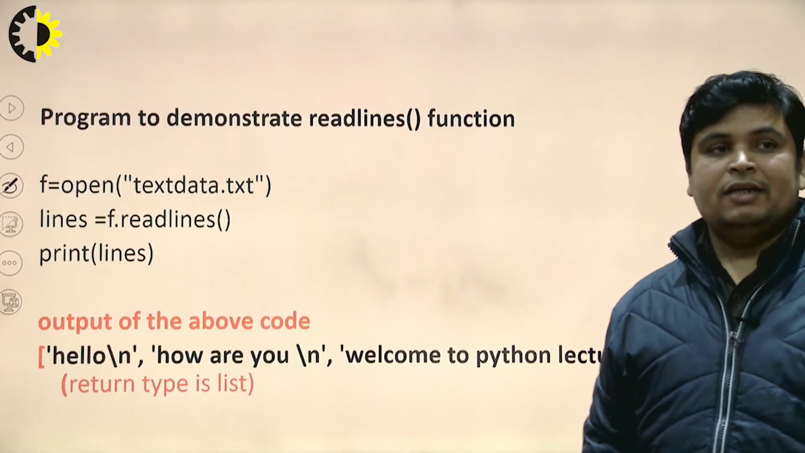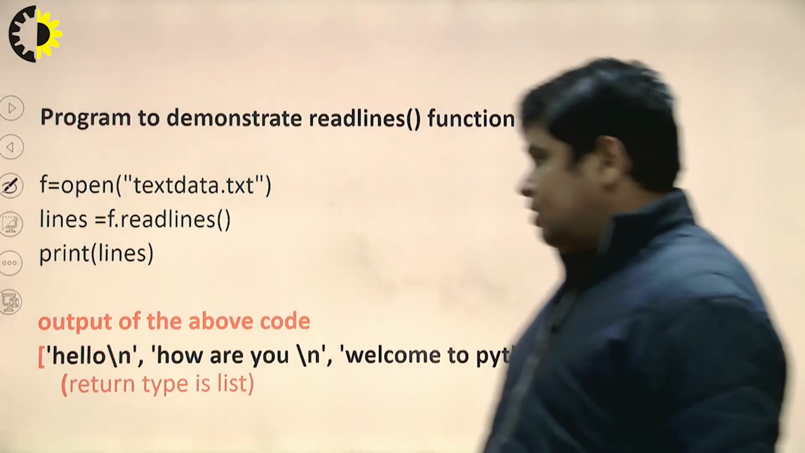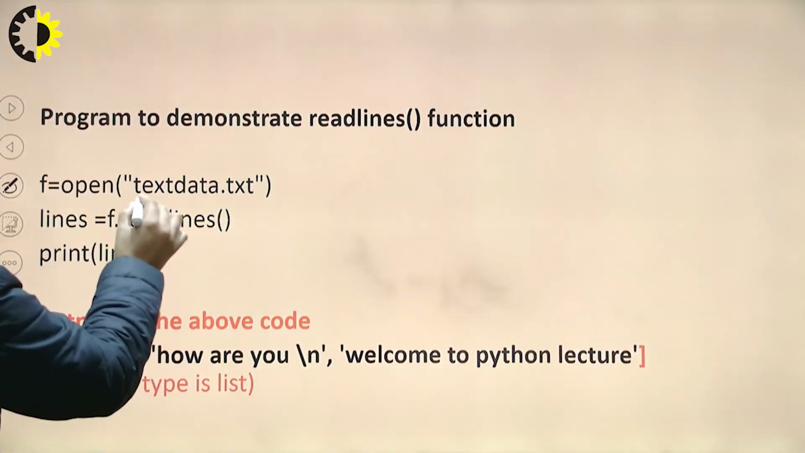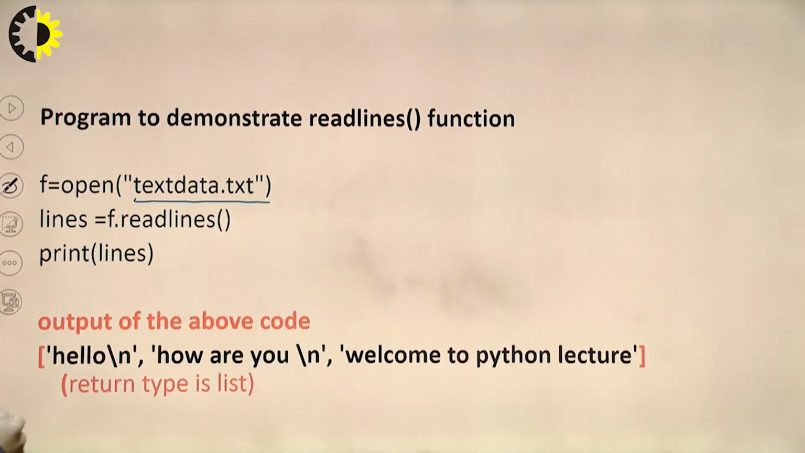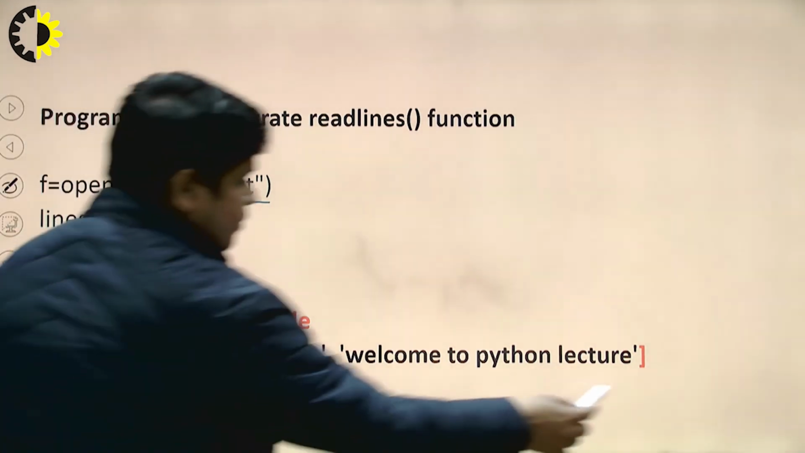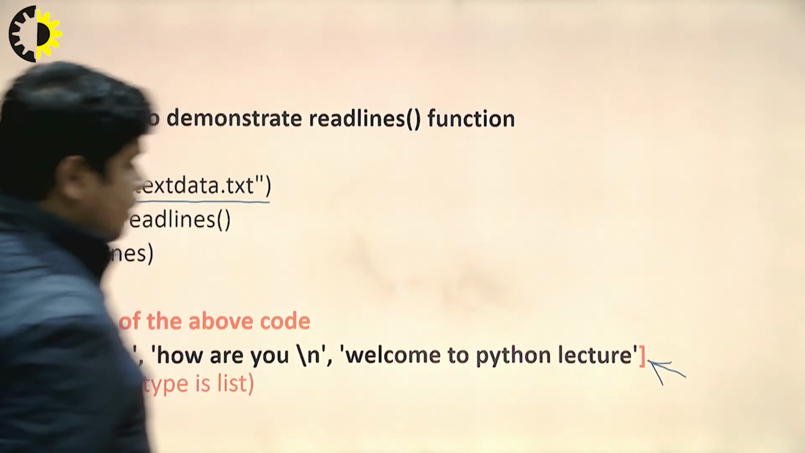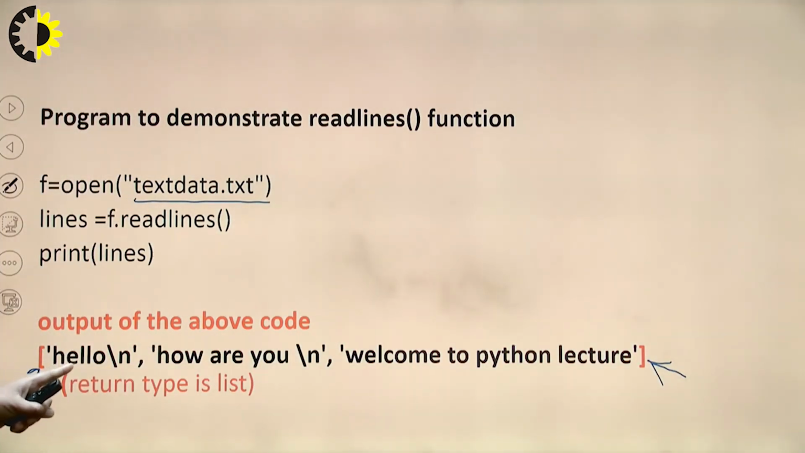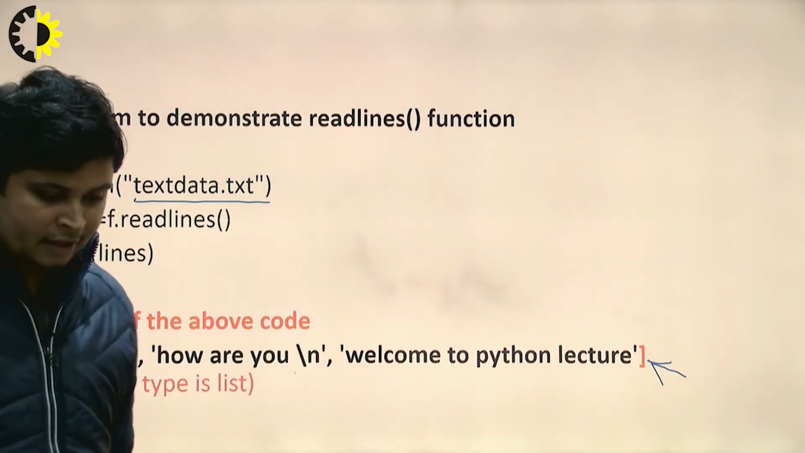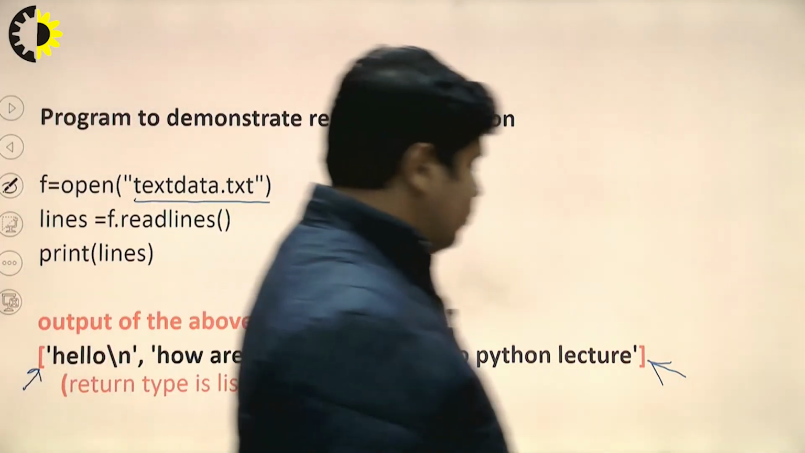Okay, you will see here. This is the file text data.txt. I am going to read the data. With this code, we will get the data in the form of a list. You will see here the entire data. The first line contains hello \n, because a text file contains the end of line character, comma. This is the second line, this is the third line.